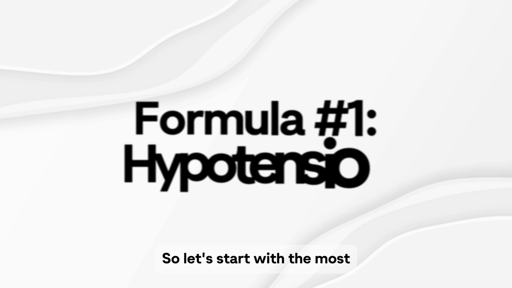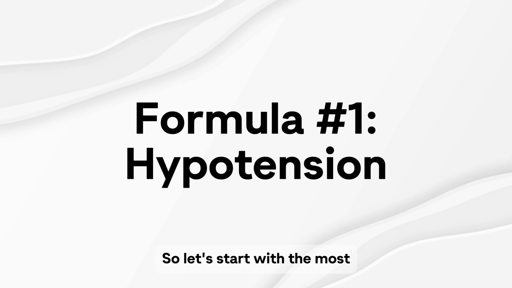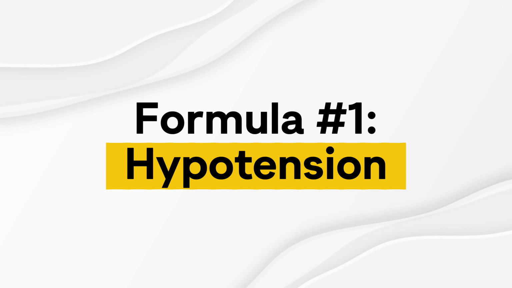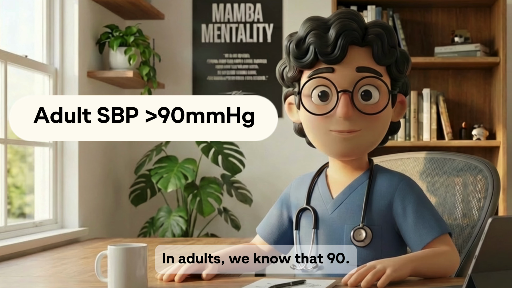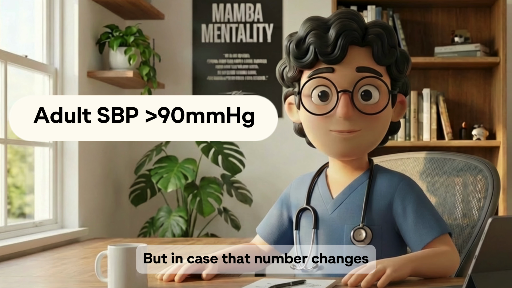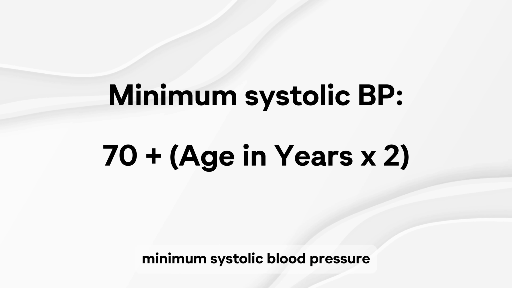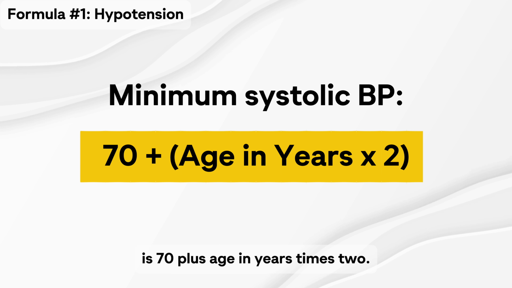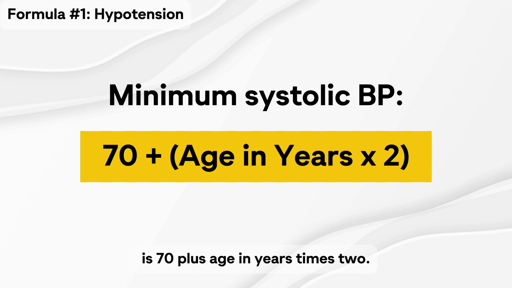Formula number 1. So let's start with the most critical vital sign, blood pressure. In adults, we know that 90 is the borderline systolic blood pressure. But in kids, that number changes as they grow. In children, the minimum systolic blood pressure is 70 plus age in years times 2.